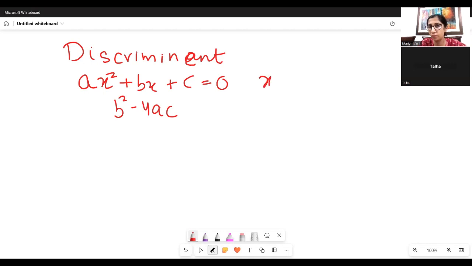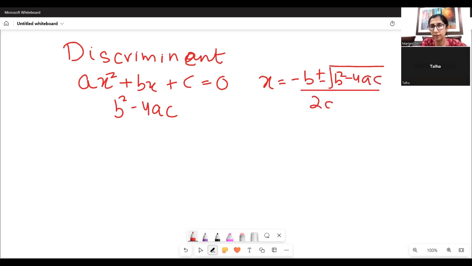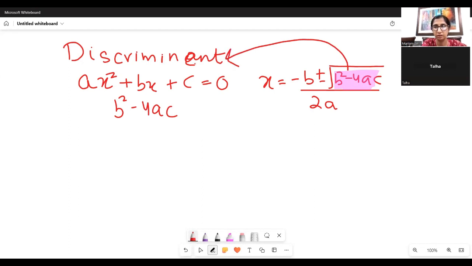When we use the quadratic formula to solve a quadratic equation, that is x equals minus b plus minus square root of b square minus 4ac, divided by 2a. Now this here is called the discriminant. The value of this discriminant tells us how many solutions there are in a quadratic equation.